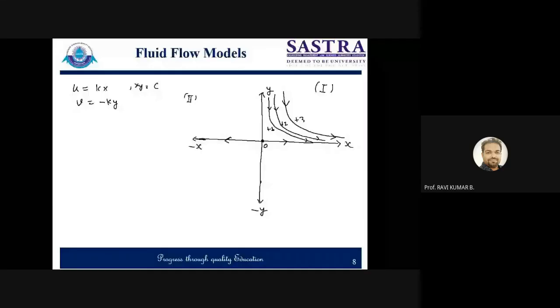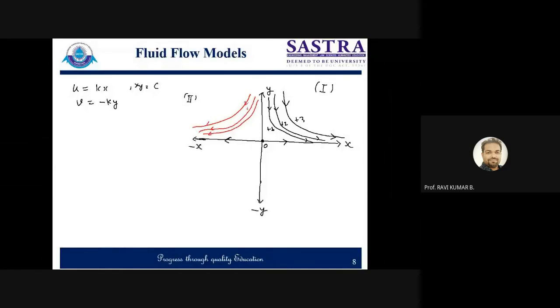Here x is negative, y is positive, so the flow will be going vertically up and following like this. So this kind of thing will happen. So v is negative and u is also negative here. x is negative and y is positive. So here the flow direction will be something different. If you want to draw here, you will be getting this kind of thing. So this is the direction.